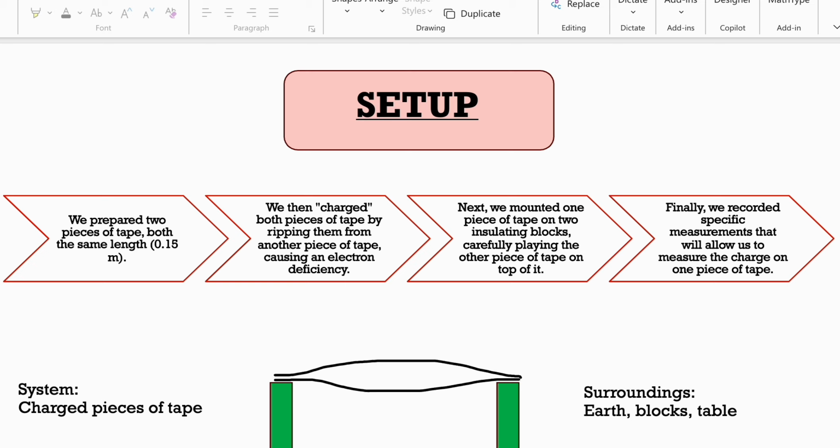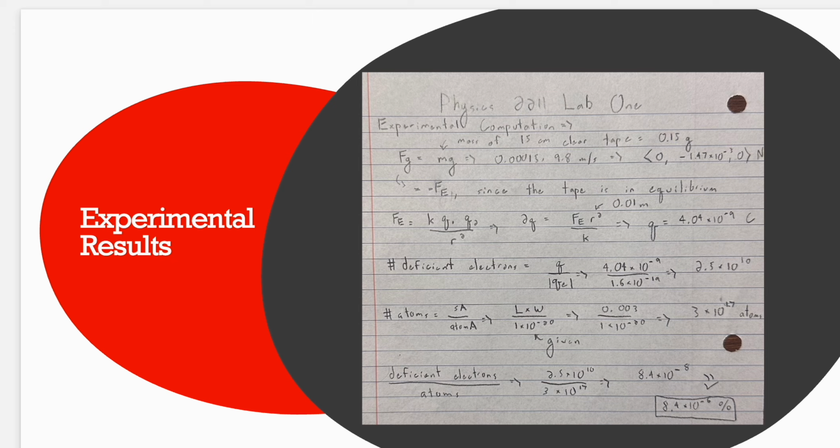Our system is the 2 charged pieces of tape, and the surroundings is the earth, blocks, and the table supporting it. So first we prepared 2 pieces of tape, then we charged the tape, then we mounted them one on top of the other and recorded the data of the interaction. Here's the experimental work behind it.